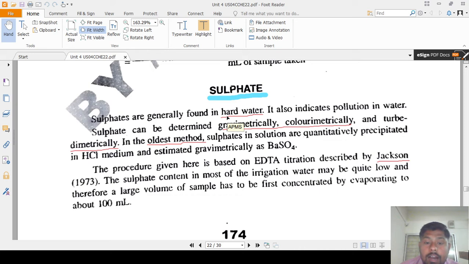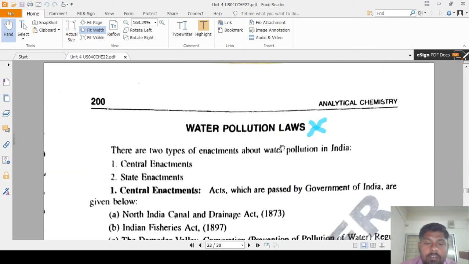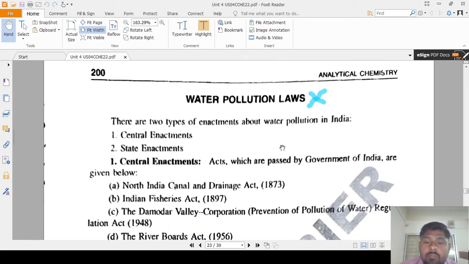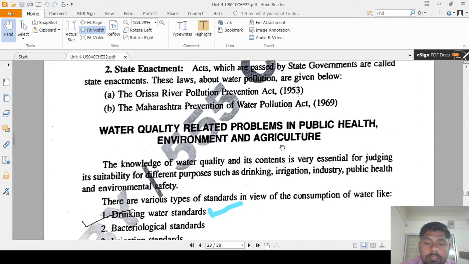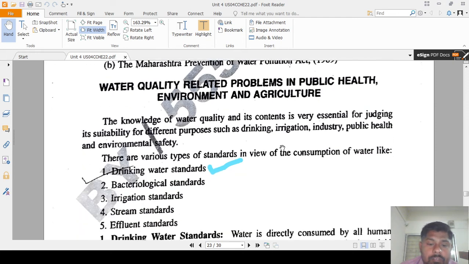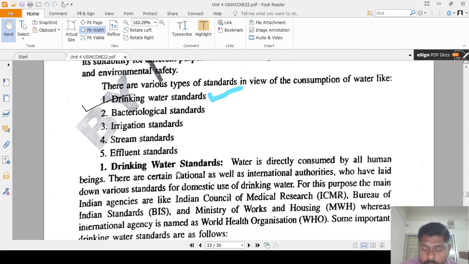Sulphates are generally found in hard water. Sulphate can be determined gravimetrically, colorimetrically, turbidimetrically. In the oldest method, sulphates in a solution are quantitatively precipitated in an HCl medium and estimated gravimetrically as BaSO4. That is the gravimetric method. Okay, so that is all about the analysis of the water. Some factors are there. Some water pollution laws are also here, but in the BSc semester 4 syllabus, only drinking water standards are for the discussion. The rest of the topics are not in the syllabus.